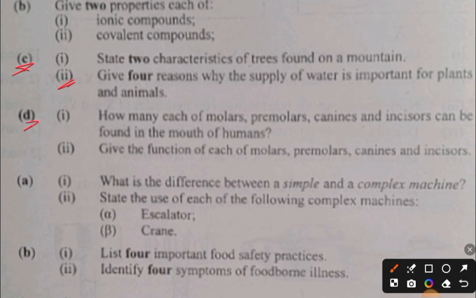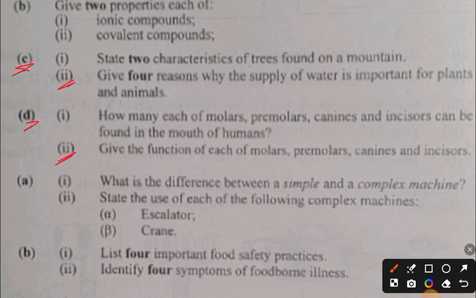Then the D. How many each of molars, premolars, canines, and incisors can be found in the mouth of humans? So for the molar, there are 12. 6 in the upper jaw, 6 in the lower jaw. Premolar, 8. 4 in the lower jaw, 4 in the upper jaw. Canine, 4. 2 in the lower jaw, 2 in the upper jaw. Then incisor, 8. 4 in the lower jaw, 4 in the upper jaw.